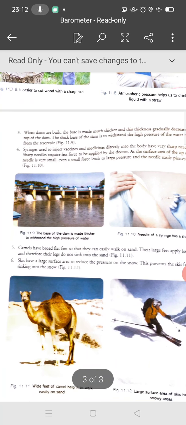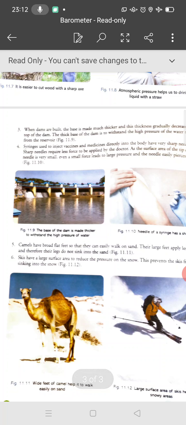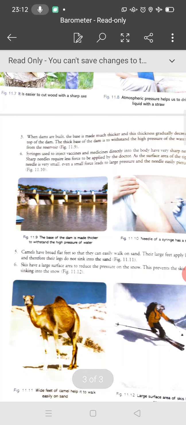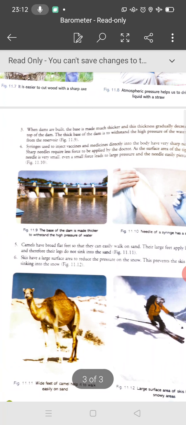Now you can see there is a camel with broad feet, so it can easily walk on the sand, and the large feet apply less pressure, and therefore its legs do not sink into the sand. You can see the large broad feet, and you can see skis have a large surface area. What will happen if there is a large surface area? The pressure will be decreased. That's why this prevents the skis from sinking into the snow.